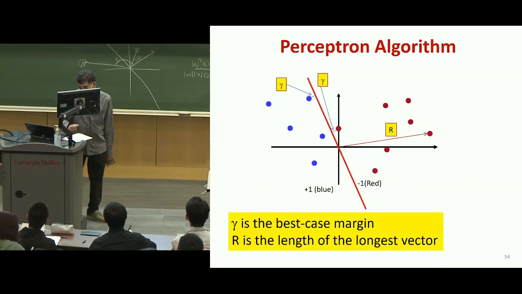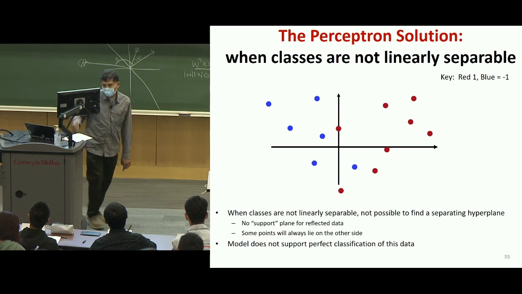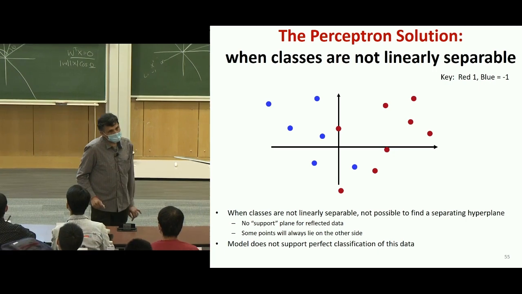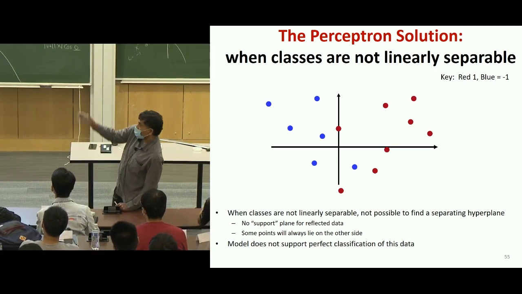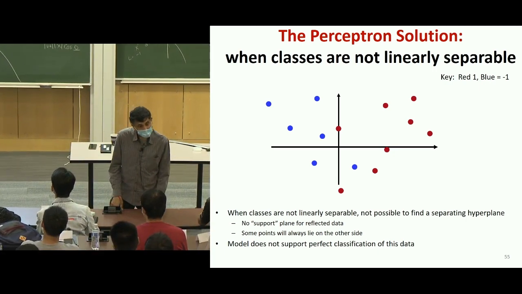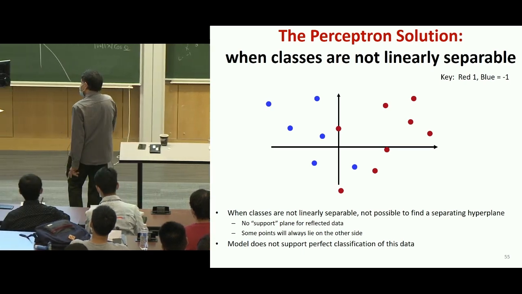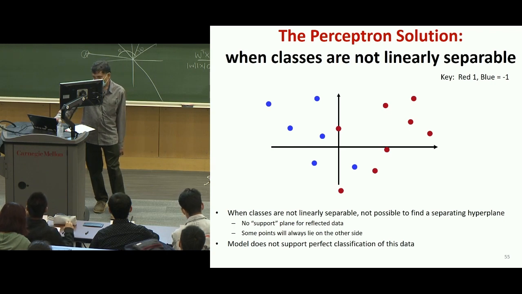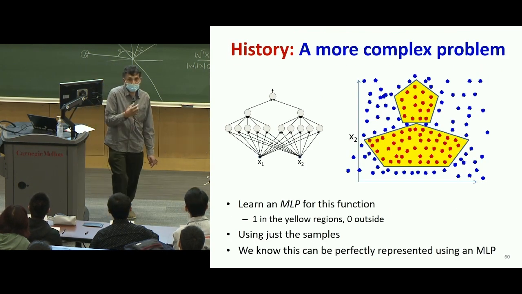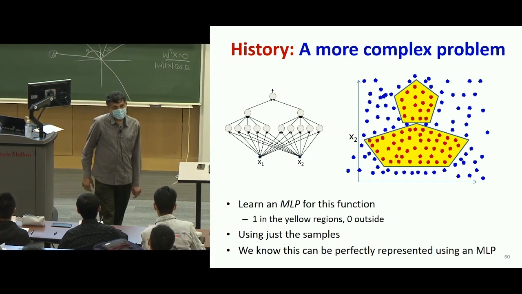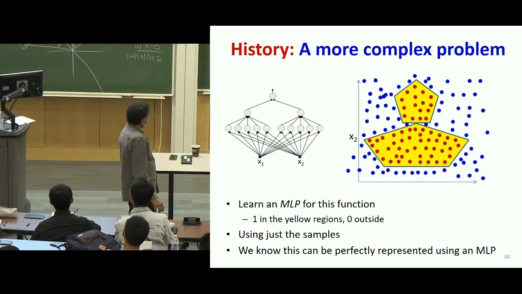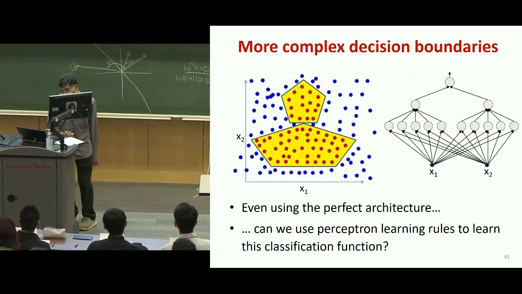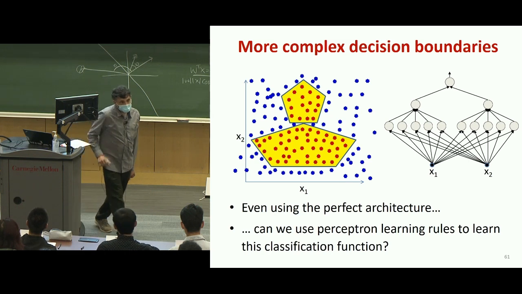And the problem here is this solution does not work if the classes are not linearly separable. So if I have some blue data points on the red side, or some red data points on the blue side, my perceptron algorithm is going to fall on its face. It will absolutely not converge, okay? But then the kind of problems we are looking for are far more complex. I want to find this double pentagon decision boundary, and I want to find this from only the samples. Nobody actually gave me the boundary, they just gave me the data points, right?